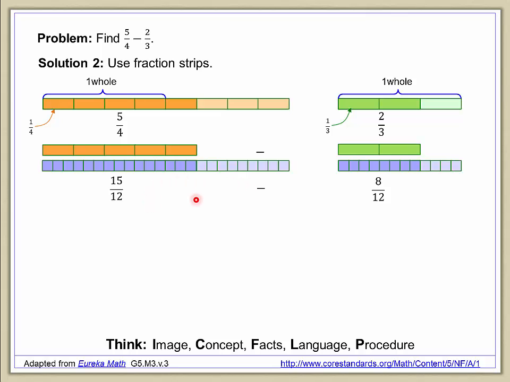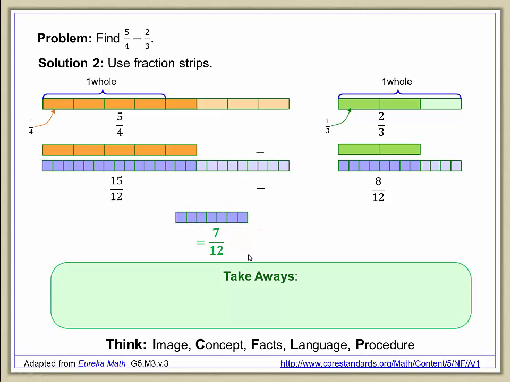And now we're going to subtract. There's no real difference between addition and subtraction once we get to this point, other than you're taking away instead of adding to. We still need the same type of units, and we have the same type of units. They're both twelfths now. So we can take our 15/12, and we're going to take this many away. So we put them in here and take them away, which leaves us 7/12 for our answer.